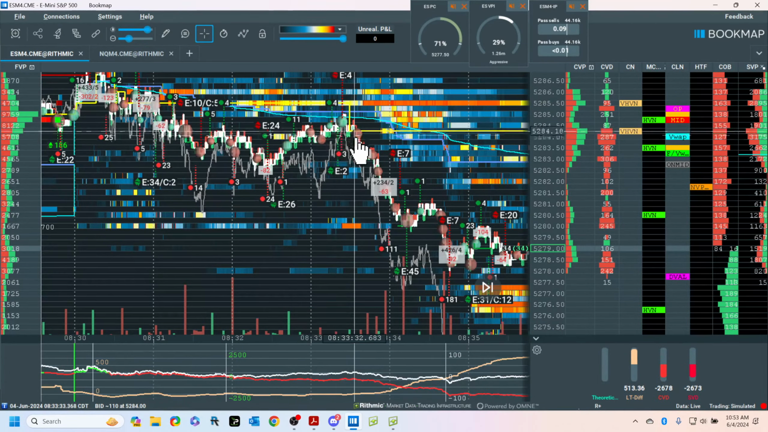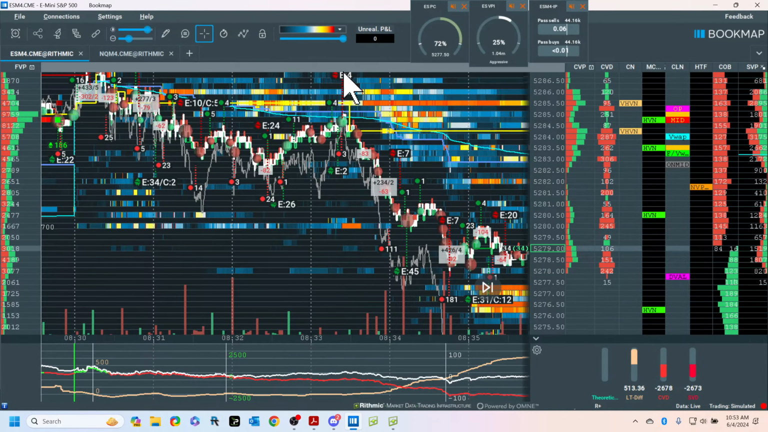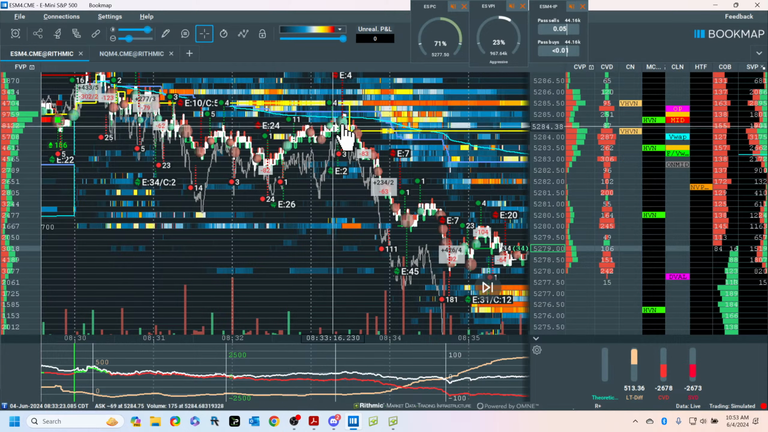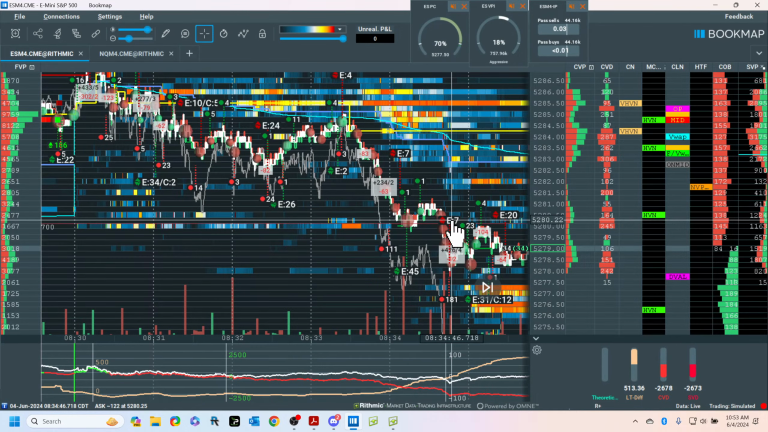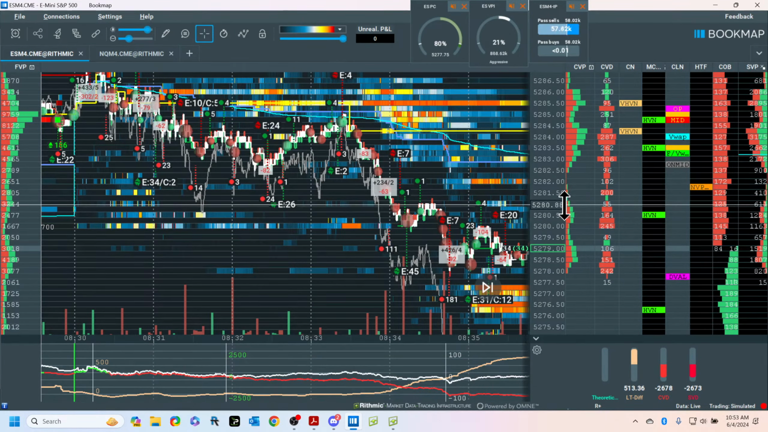Here's volume in the microstructure. Buyers are trapped here. Selling iceberg. Let's just watch. Leg down. Chop. What is this? A micro consolidation. Let me show you how you can use this.